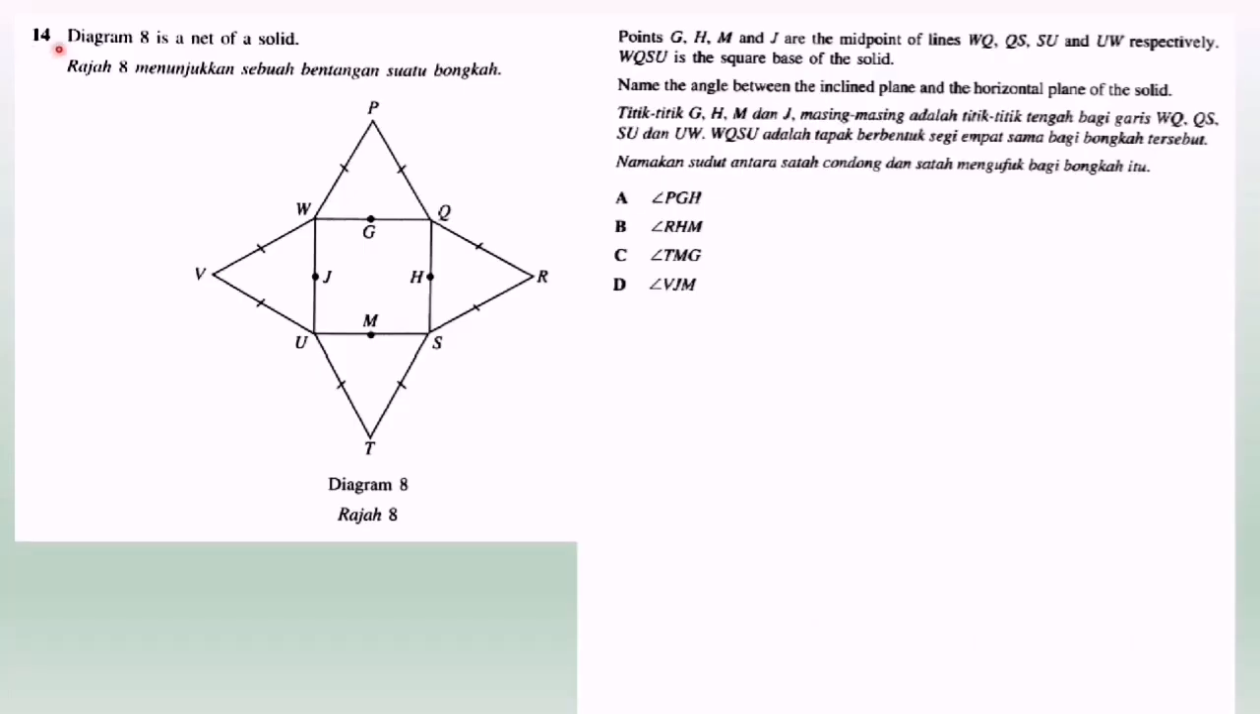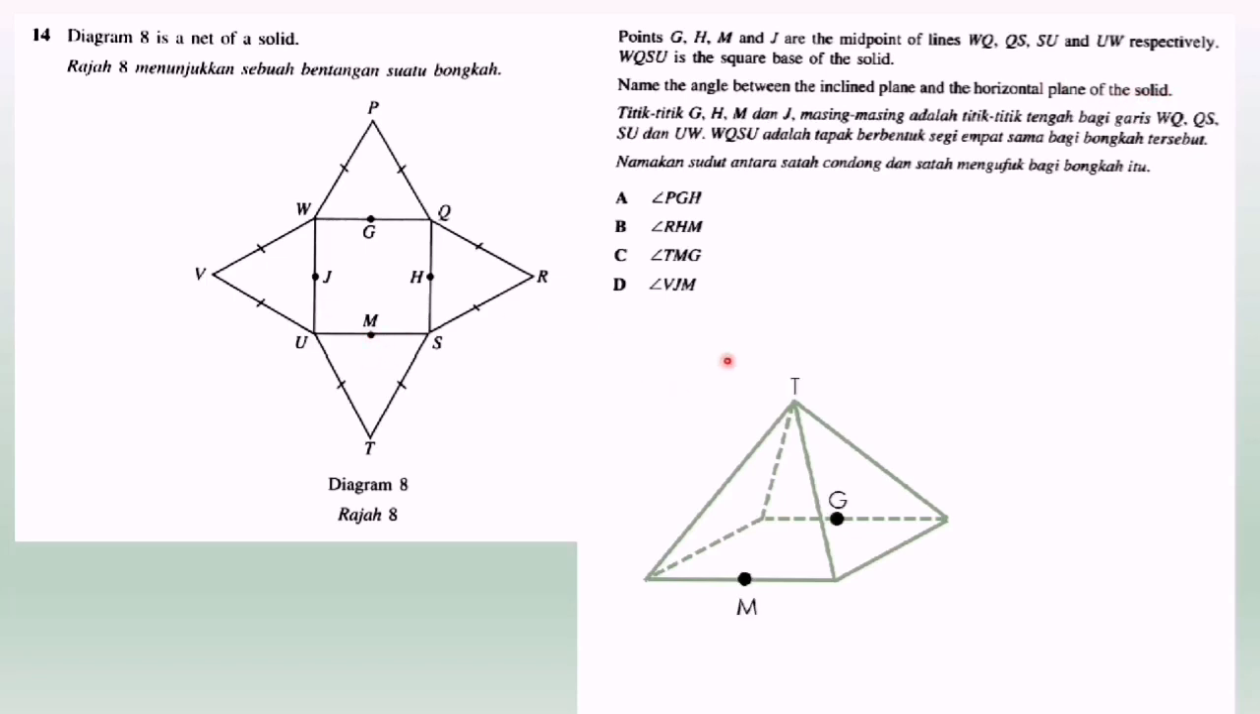Question number 14. Diagram 8 is a net of a solid. So if we look at this diagram 8, actually this is the net of a pyramid. Points G, H, M, J are the midpoints of the lines WQ, QS, SU, and UW respectively. So here are the midpoints. Name the angle between the inclined plane and the horizontal plane of the solid. So TMG is the answer. So the answer is C.